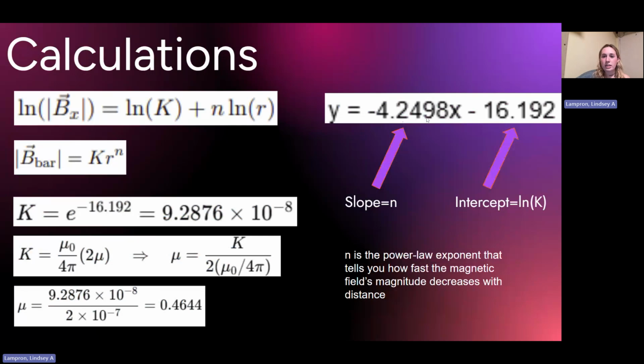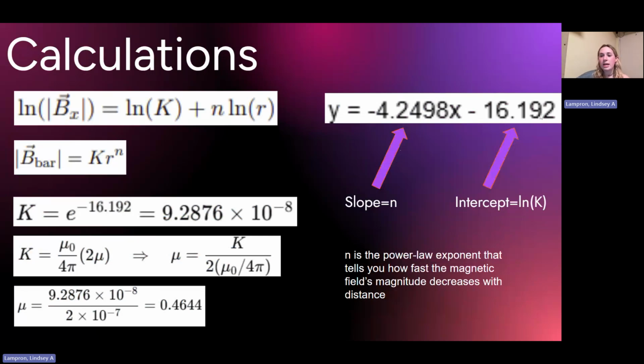So for the equation of this line, the slope represents n, and n is the power law exponent that tells you how fast the magnetic field's magnitude decreases with distance. Because this is a negative number, we know that as distance increases, the magnetic field gets less and less strong. Although we do know also that this number should be closer to -3 because it falls off by a factor of r cubed.